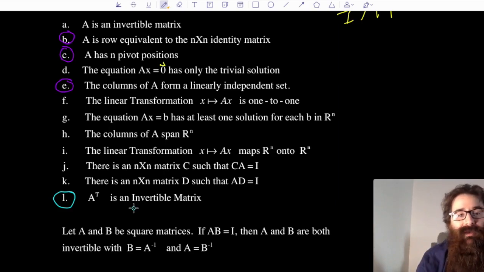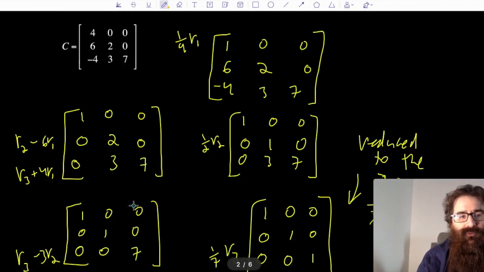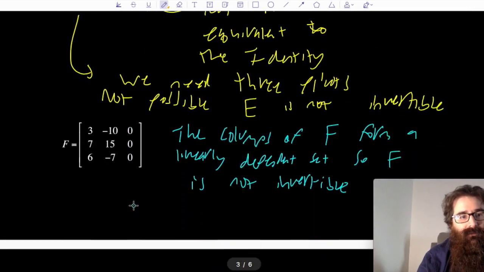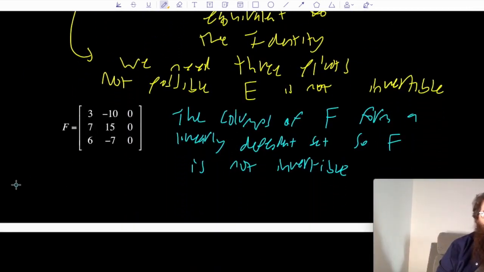So if I want to consider the transpose of this matrix, which here we're calling F instead of A, I'm going to exchange the rows for columns. So this first row, 3, negative 10, 0, becomes the first column in order, 3, negative 10, 0. The second row, 7, 15, 0, becomes the second column, 7, 15, 0. And the third row becomes the third column, 6, negative 7, 0, now as a column. And now I have this row of all zeros because I've transposed this.